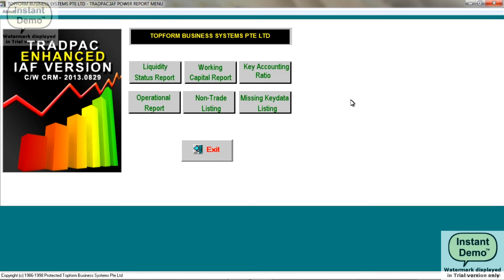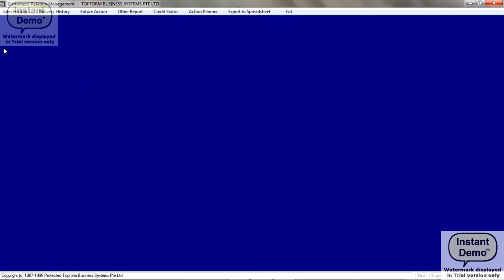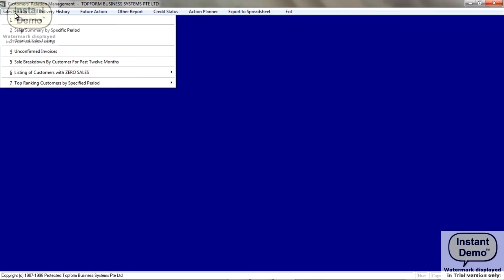We also give you operational reports that can tell you about your sales history. Earlier on, we noted that for June, no sales have been recorded. We can also see that the sales seem to be on a downward trend if we compare the last 3 months. So the sales history report includes invoice summary by specific period and detailed sales listing of unconfirmed invoices. This is maybe where the mystery is. Maybe for the month of June, you have still got many unconfirmed invoices.